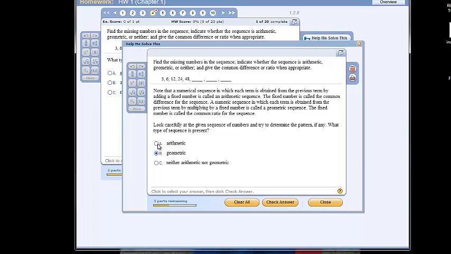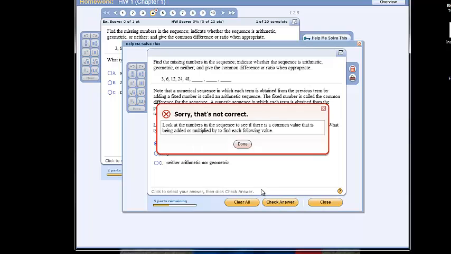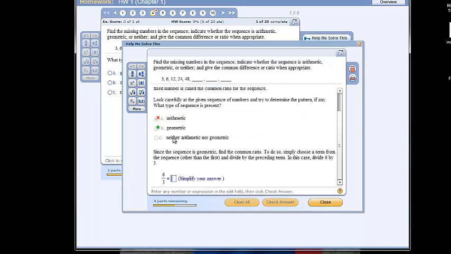I'll tell you what, let's miss it. Let's do arithmetic sequence, but check answer. And see, it tells us, sorry, that's not right. And it tells us what we need to look at to see if there's a common value being added or multiplied. Since it's being multiplied, the answer is geometric. And you see here they went on and told us the right answer and explained that it was geometric. So now we want to find our ratio, which was 6 divided by 3, or 2. We really figured that out anyway.